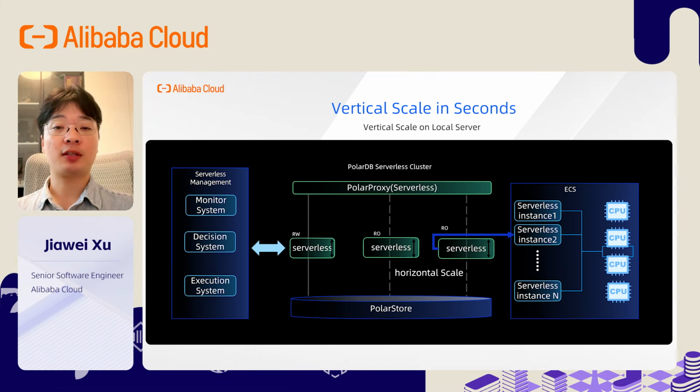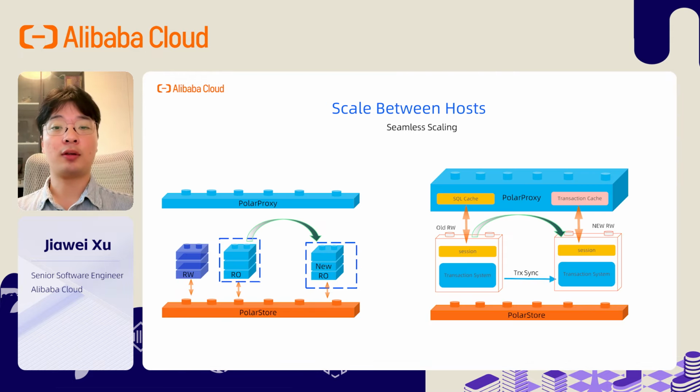Let's visualize the vertical scaling in action. Our serverless management system continuously monitors the workload of each instance. When it detects increased demand, the decision system calculates the necessary resource adjustment. The execution system then rapidly scales the CPU and memory of the serverless instances, drawing from the available ECS resources. All these steps happen within seconds without downtime, ensuring your continuous performance. Scaling between hosts is equally seamless.